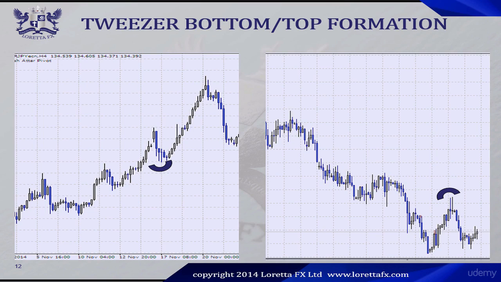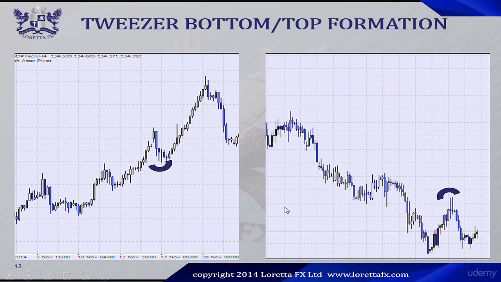So here we have some examples of the tweezer top and the tweezer bottom candlestick pattern. Here we have a lovely example of a tweezer bottom here, and prices just rallied. Lovely example here. And here we have a lovely example of a tweezer top. This tweezer top here is absolutely amazing. Nice tweezer top, prices fell.